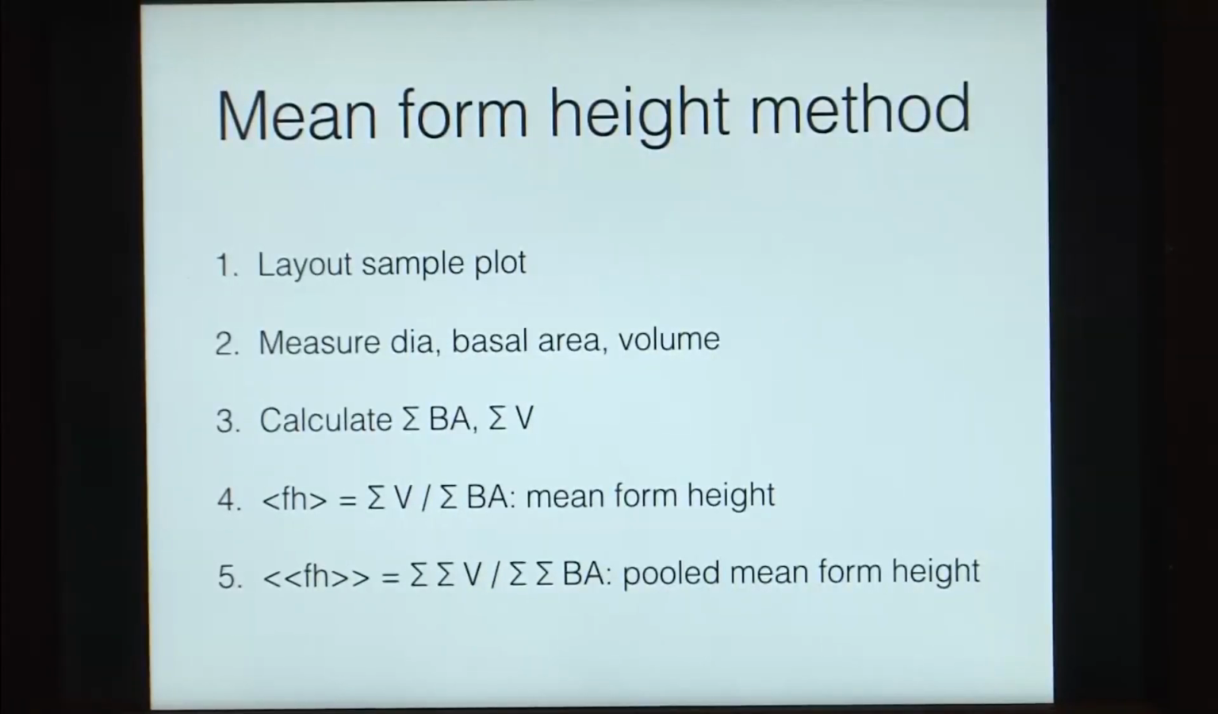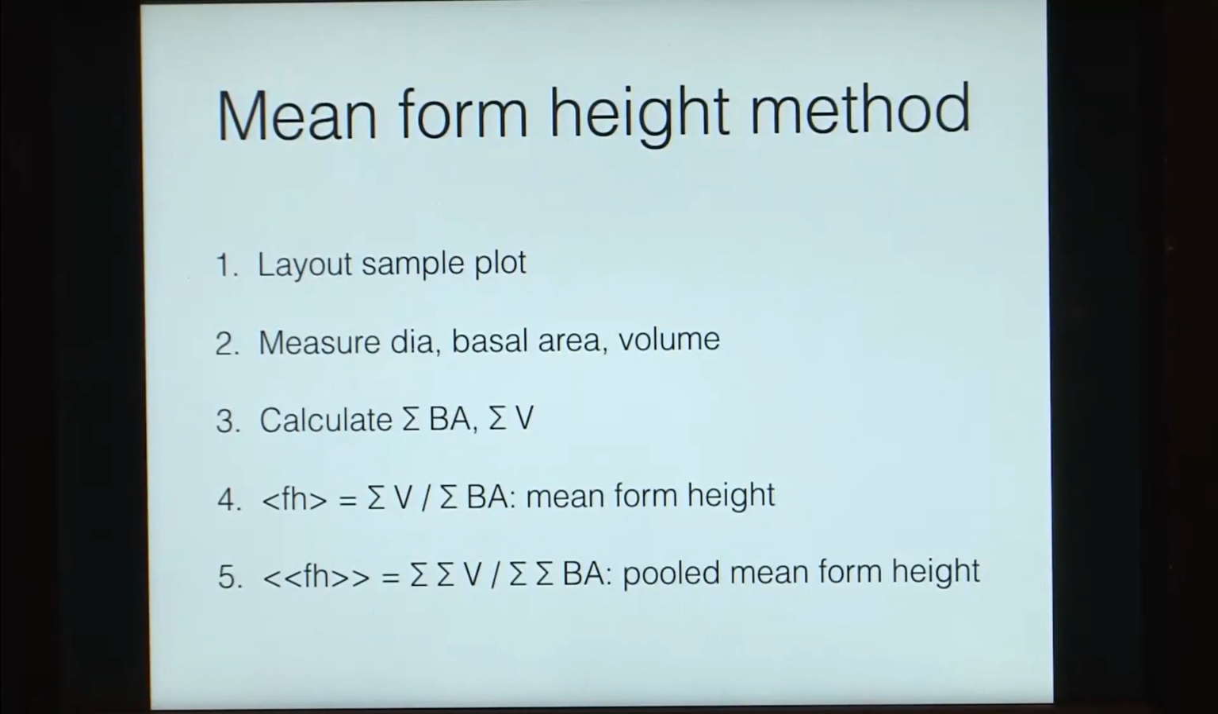Now, another way in which we can compute the volume of a complete stand is using the mean form height method. In the case of the mean form height method, these are the steps. One, we lay out a sample plot, just as we did in the previous instance. We can lay out n number of sample plots. Then for all the trees in the sample plot, we can find out the diameter, the basal area and the volume for each of the trees.